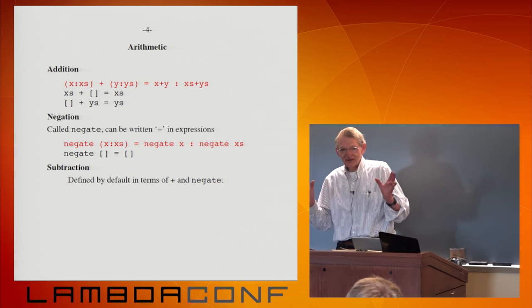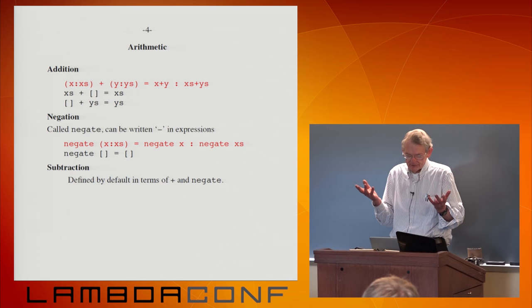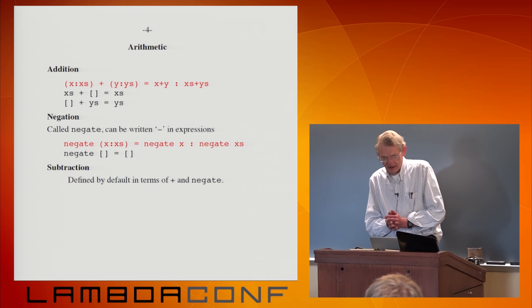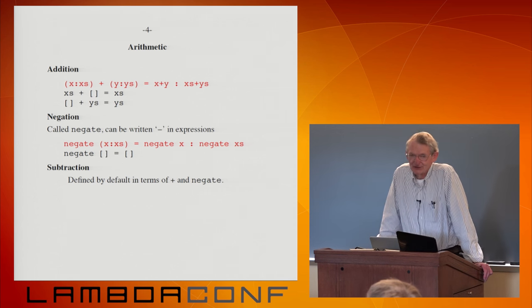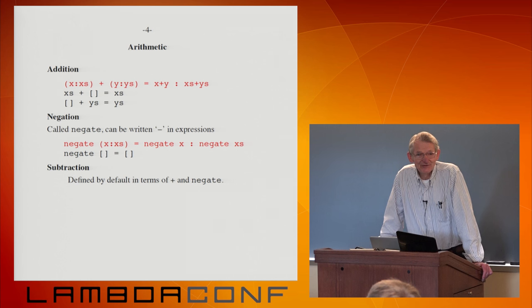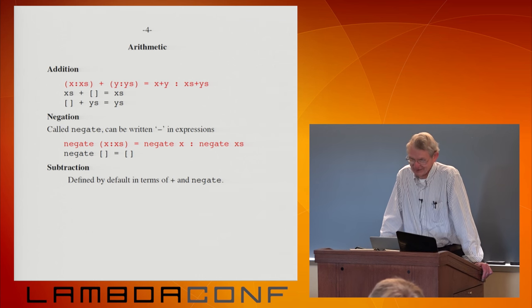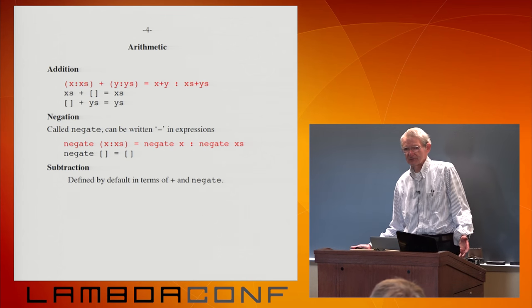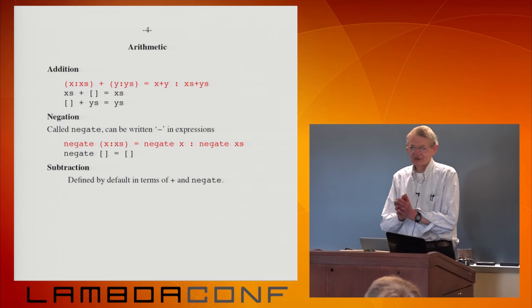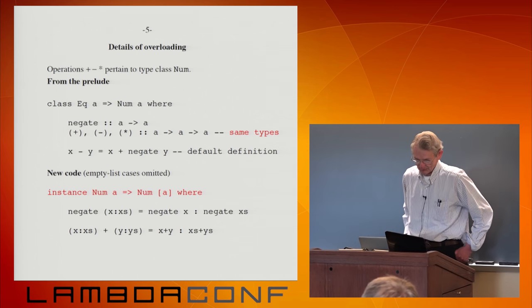The simplest things are addition and negation, which are operations that belong to class Num in Haskell. And the red things are all that you need to read on the slide. To do addition, you add the heads of the sequences and recur on the tail. Negation, exactly the same. And in Haskell, subtraction comes for free. It's defined in terms of addition in the way shown at the upper half of this slide.